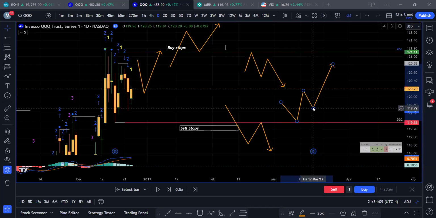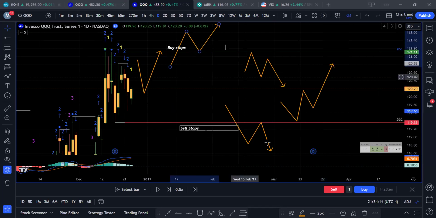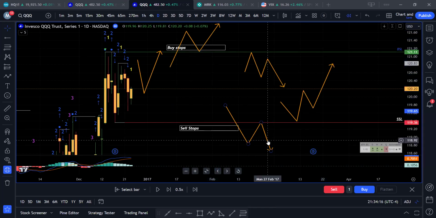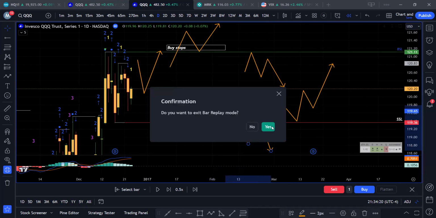So the buy stops go above buy side liquidity, and then the sell stops go below sell side liquidity. How do you identify it?